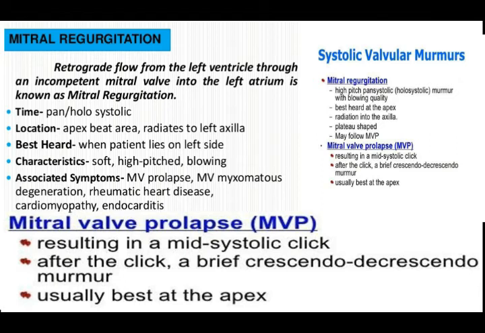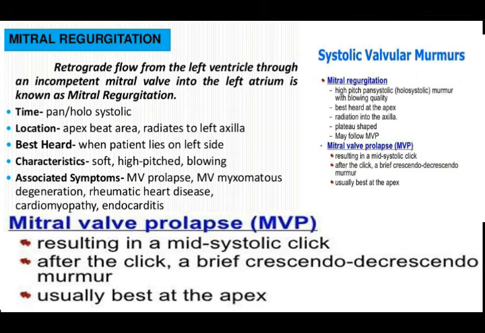Now, there are some murmurs which happen in the late systole. These are the murmurs of the mitral and tricuspid valve prolapse, and are the only significant late systolic murmurs. Tricuspid valve prolapse is relatively rare and usually not clinically significant. But the mitral valve prolapse produces a mid-systolic click, typically followed by a uniform high-pitched murmur. The murmur is actually due to mitral regurgitation that accompanies the mitral valve prolapse.